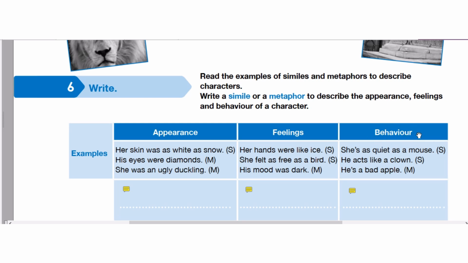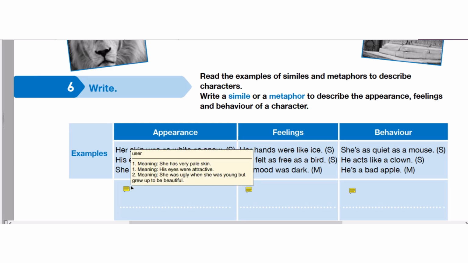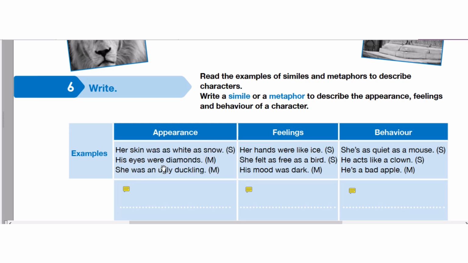What's about his attitude? Okay, examples. Her skin was as white as snow. This is simile. As white as snow, simile. It means she was very pale. She has a pale skin. Pale, it means white.